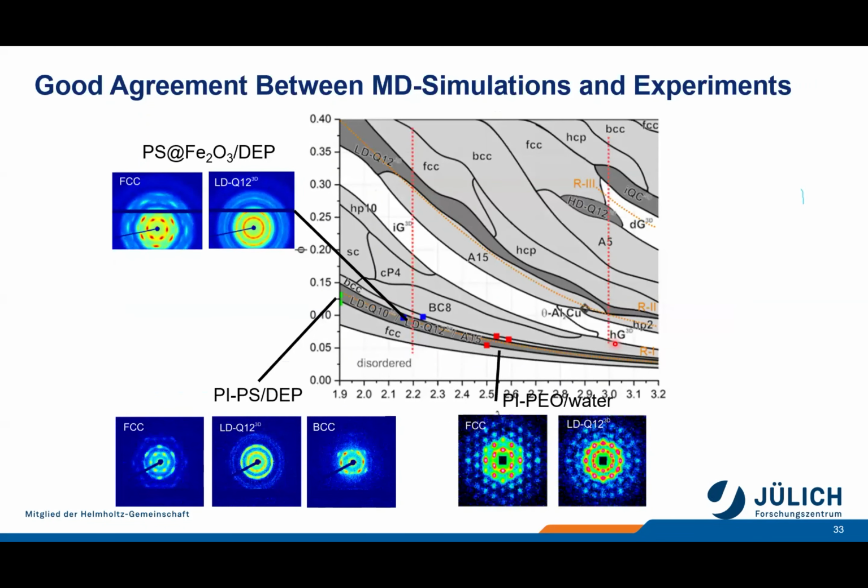Then we could go into the phase diagram. And what we observe is a really good agreement between the position of this FCC Q12 transition in the MD simulations and what we observe in the experiments. So this is our polyisoprene PEO in water, FCC Q12 phase transition. These are the 3 data points in quite good agreement with the prediction. This is the polyisoprene polystyrene in diethylphthalate, and this is also in good agreement, and the nanoparticles coated with polystyrene also good agreement with the prediction of the phase diagram.